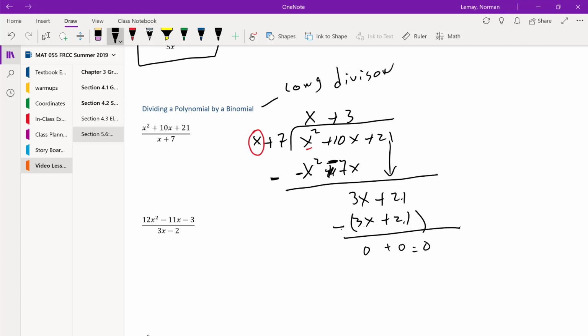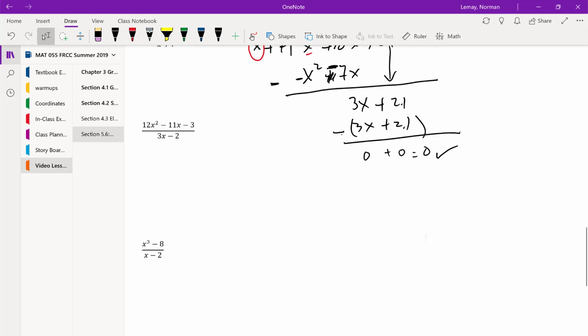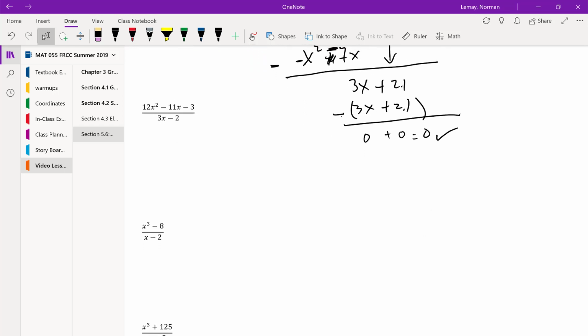So notice that this says that our answer then is x plus 3. And notice, well, I'm not going to go there, but let's just notice that is the answer, and our remainder is 0, so we're done. We just stop right there. Okay, so this is all we do.